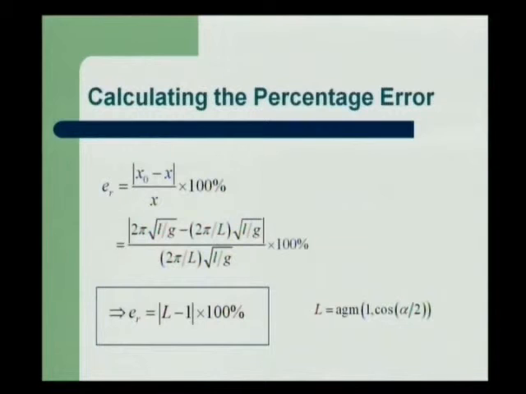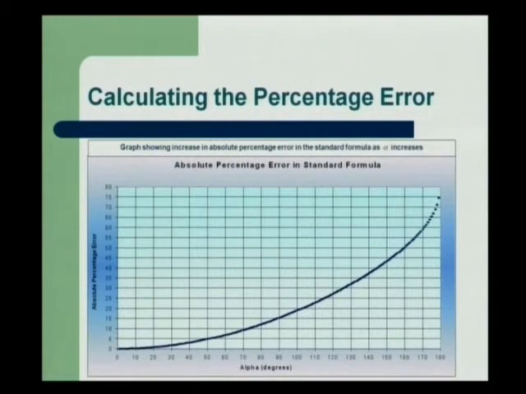increases. We now calculate the percentage error, and we find that the percentage error is equal to the absolute value of L minus 1 multiplied by 100%, where L is defined as the arithmetic geometric mean of 1 and the cosine of alpha over 2, as before. Note that we take the absolute value, since we are only interested in the magnitude of the percentage error rather than any sign. If we now graph the absolute percentage error against alpha, we see that the absolute percentage error increases as alpha increases.